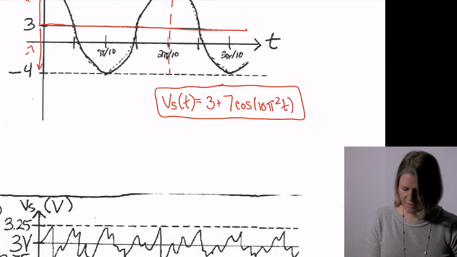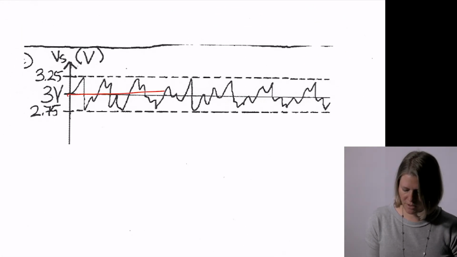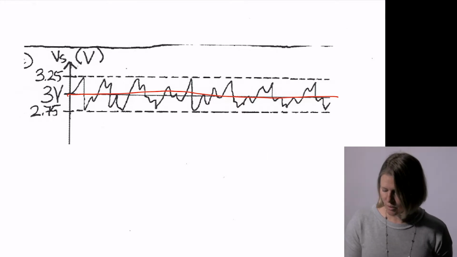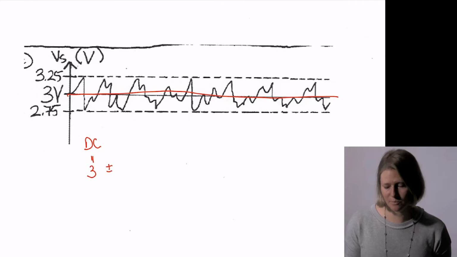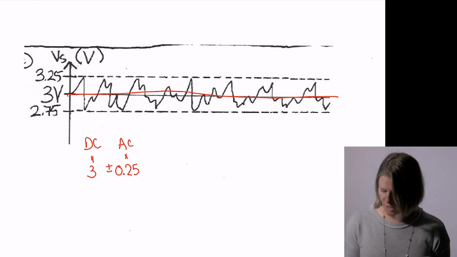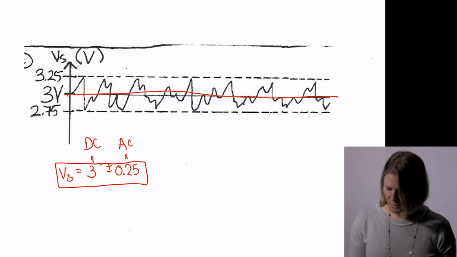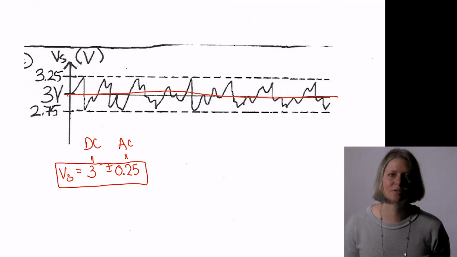So here we see the center's around 3. It goes up by 0.25 and down by 0.25. So our DC component would be 3, and our AC component is going to be plus or minus 0.25. So our full signal we would write here is Vs would be 3 plus or minus 0.25. And that would be our answer in describing these signals.